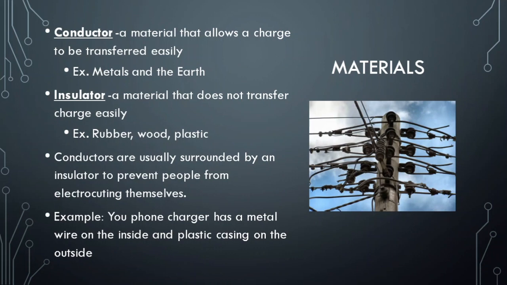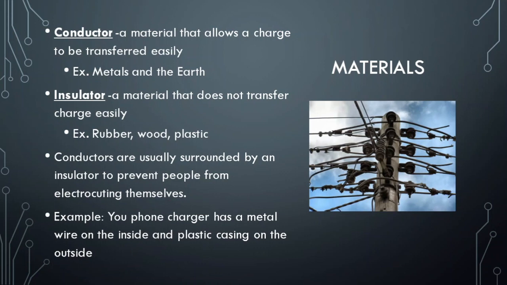Okay, now our next slide deals with conductors and insulators. A conductor is a material that allows a charge to be transferred easily. So metals, the earth is a conductor, but what we normally think of as good conductors would be metals. An insulator is a material that does not transfer charges easily. Insulators would be things like rubber, plastic, wood, and glass. Those are things that don't transfer electrons easily.